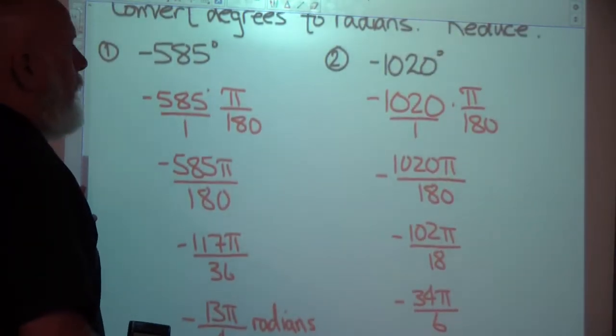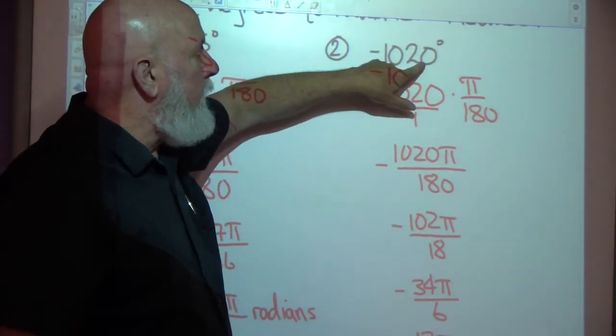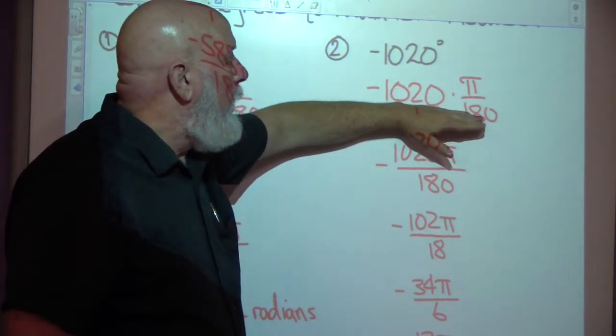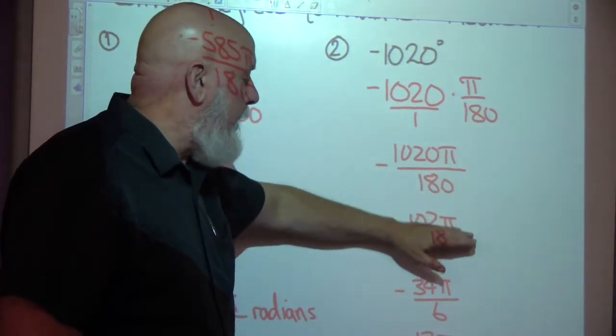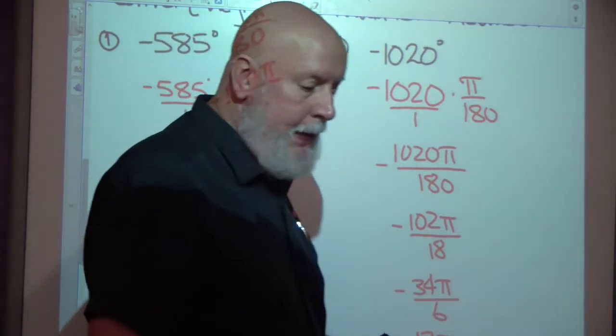So what did we do? We were given a degree measurement, negative 1020 degrees, and we represented it in radians by multiplying by pi over 180 and simplifying. It's negative 17 pi over 3 radians.